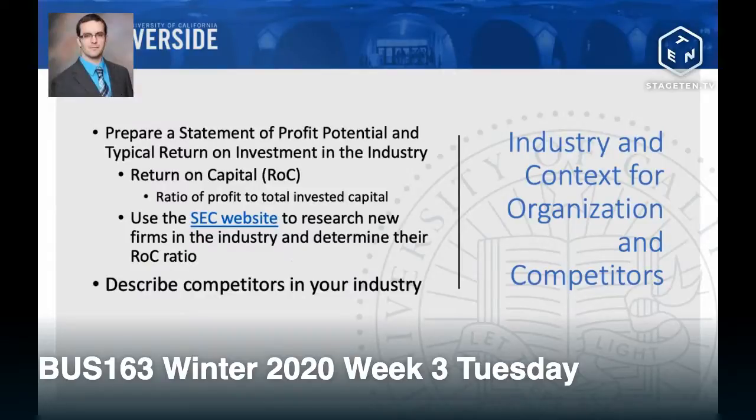The next thing is you're going to have to prepare a statement of your profit potential and the typical return on investment for that particular industry. So you would look at competitors or other companies that do similar things to see what type of ROI they have, the return on capital, ROC. If you looked at a technology company, the average return might be 16, 17%. But if you looked at an older industry like steel, maybe it's only 3%, which means you're not going to get as much return on the capital that people invest if you're going into the steel industry.